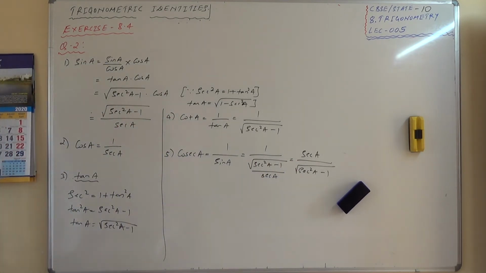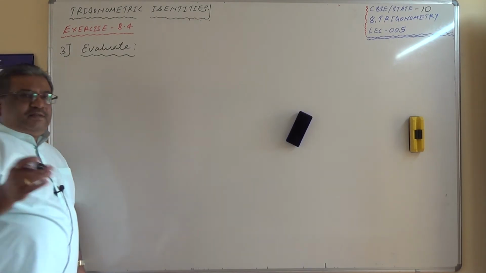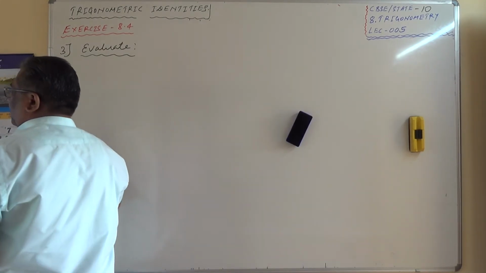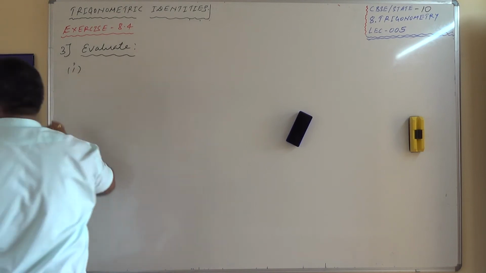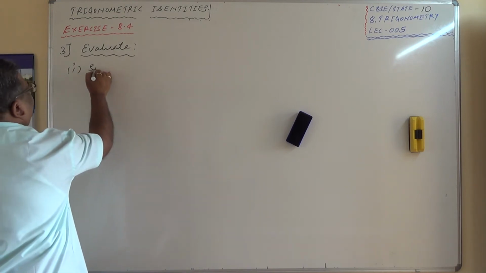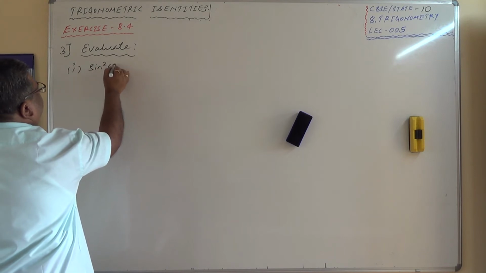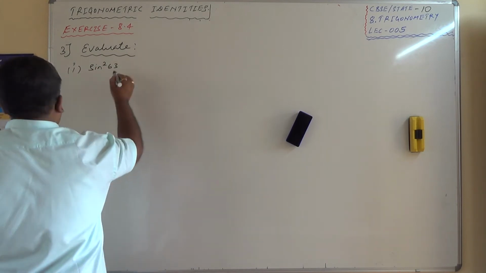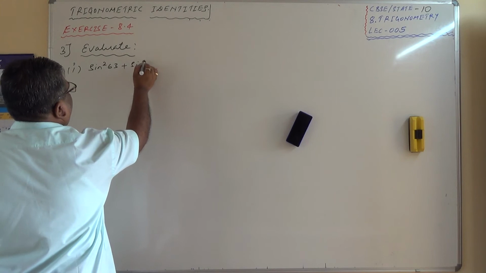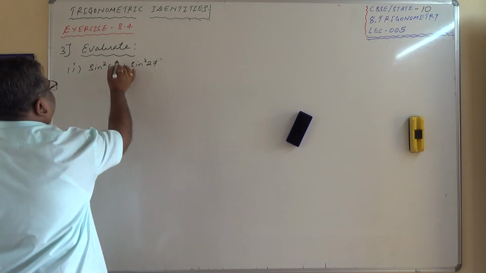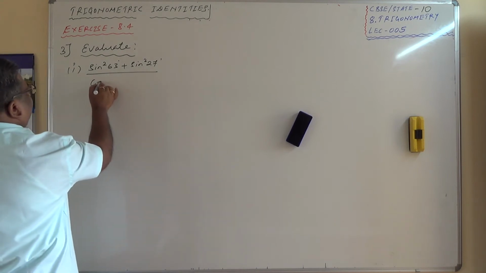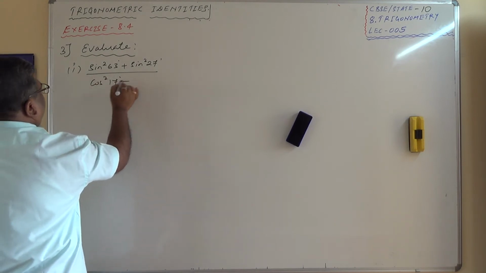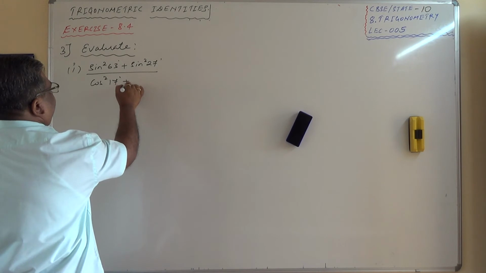Please make a note of this. Next, the third question is based on complementary angles. We'll try to solve that one. Third one, evaluate. First one, (sin square 63 plus sin square 27 degrees) divided by (cos square 17 degrees plus cos square 73 degrees).